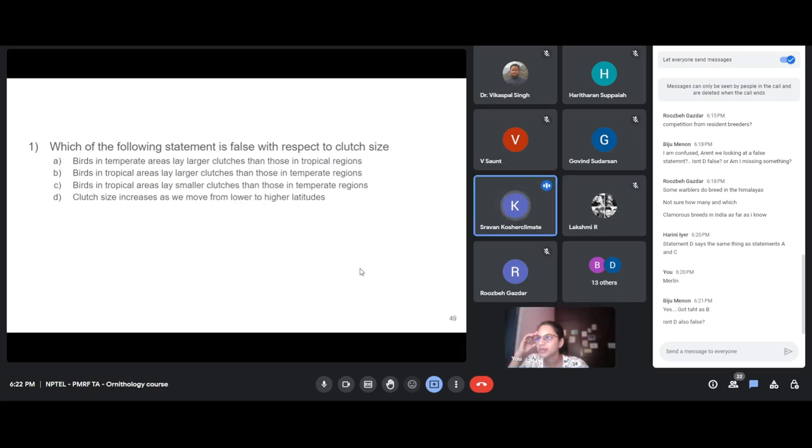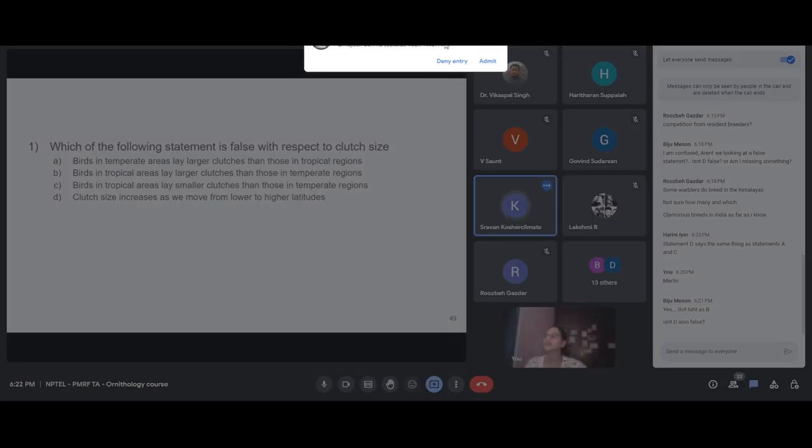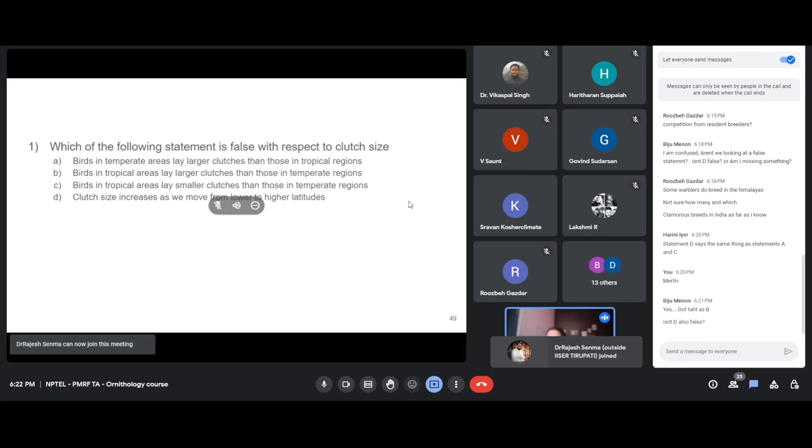No, I'm still stuck in that place. Okay, so clutch size is smaller in tropical areas because they have a large breeding window and they can perhaps nest multiple times during the year, and they don't have a crunch on resources because resources are abundantly available, and the temperature is not very starkly different across the year in the tropics. But in the temperate regions, they lay larger clutch sizes because they have a very small window of laying period, because the temperatures are highly contrasting during the breeding and the non-breeding season. So they focus all their resources towards breeding in the season where the availability of resources is high. So it's a very small window, and they lay a large number of eggs during the season.